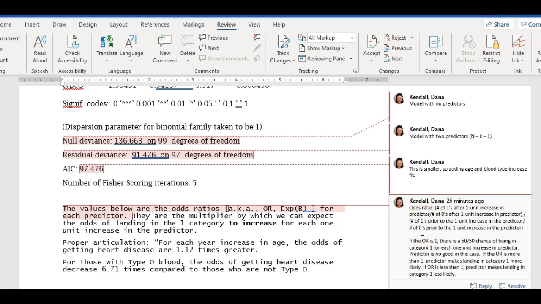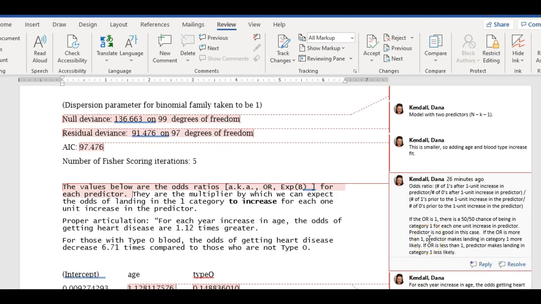Okay, so the odds ratio, you know what that is. Basically it's the number of cases landing in category 1 over the cases landing in category 0, group 0, and then divided by the original odds. So if that odds ratio is 1, okay, there is a 50-50 chance of landing in category 1 for each 1 unit increase in the predictor. So if we had a predictor with an OR of 1, then that's not a good predictor. So we would probably throw it out because it's not helping us.